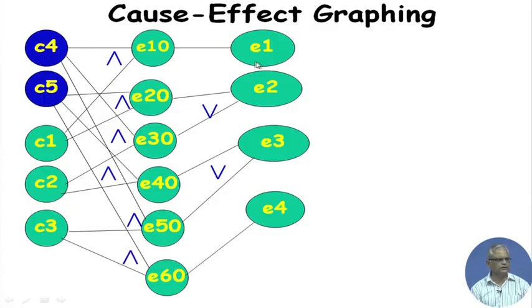So, the causes and the effects we denote in the form of circles, nodes, and we have written all the 5 causes, and then whenever there is a combination of causes which produce some effect, we have these intermediate nodes appearing here. We might have multiple levels of intermediate nodes for more complex problems.